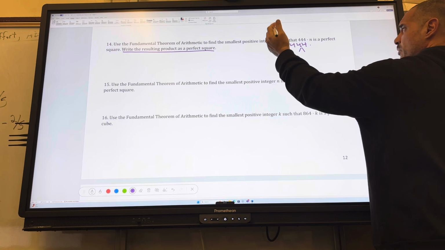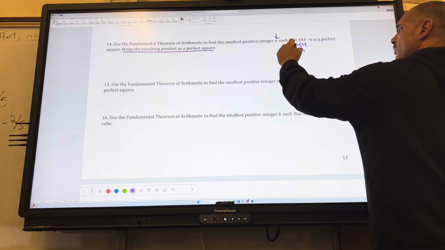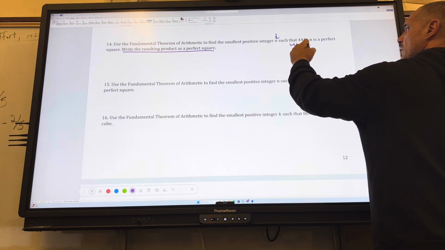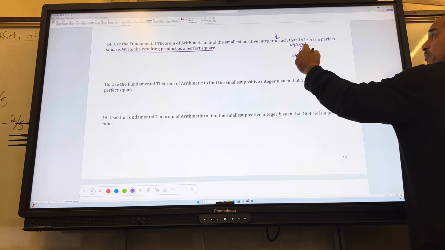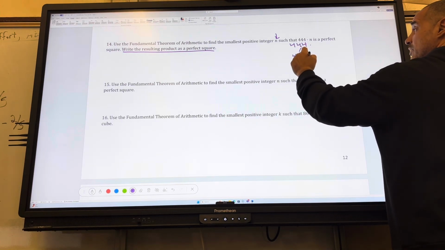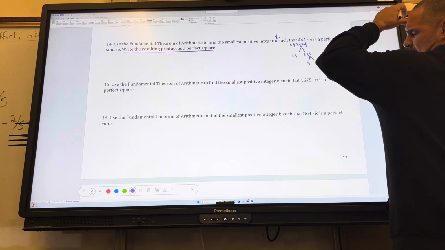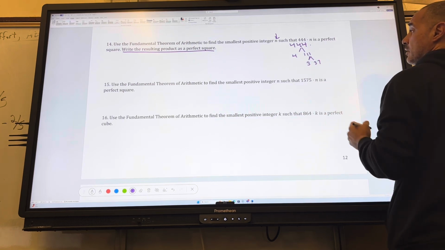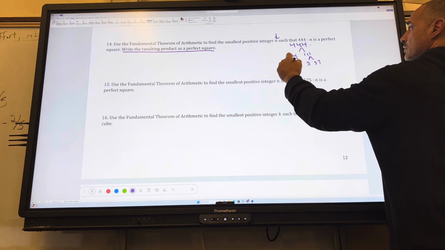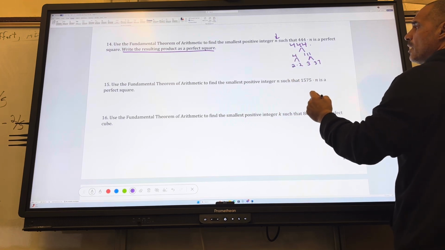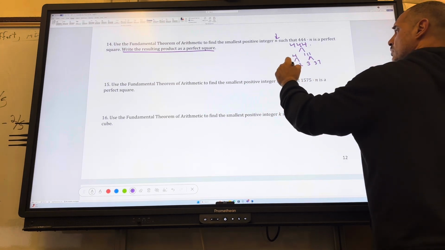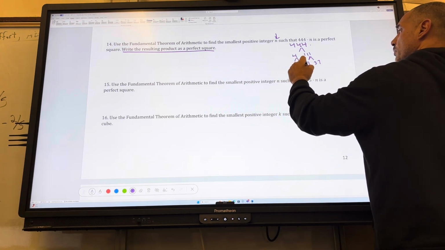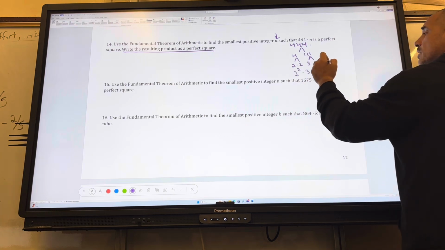I think 4 goes into this. That's pretty clear. 4 goes in, 111. 1 plus 1 plus 1 is 3, so 3 obviously goes into this. 3 goes in 37 times, and 4 is 2 times 2. So this breaks down to 2 squared times 3 times 37.